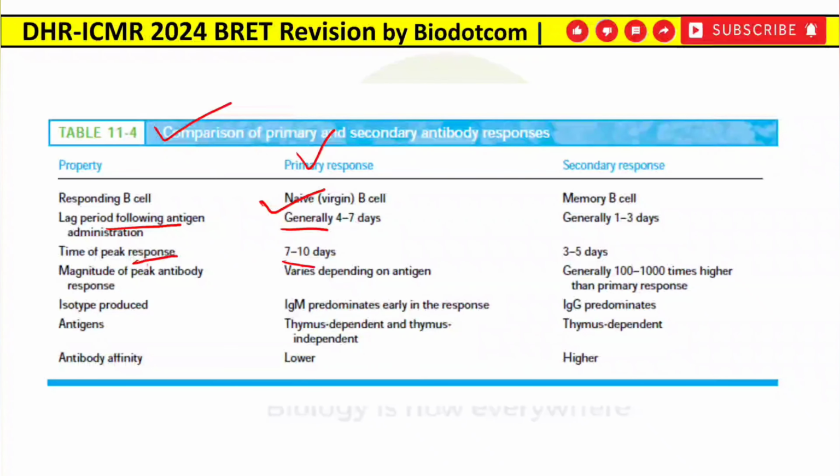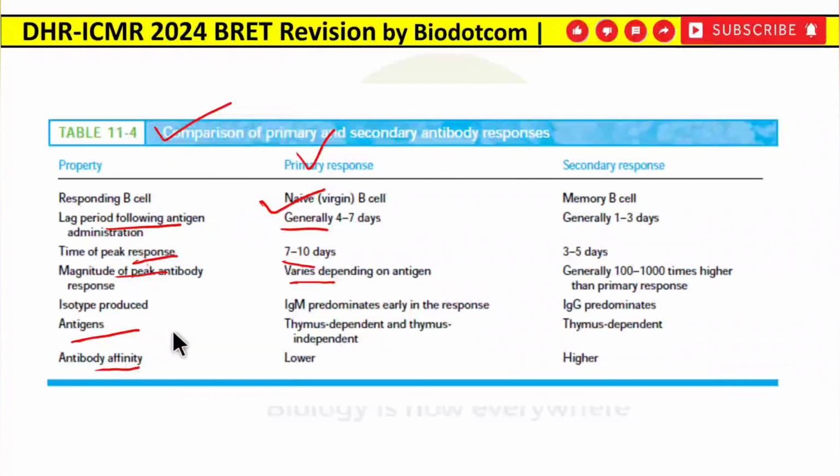यानी पहले से ही जो memory B cell है, यानी जिन्होंने पहले ही इंटरेक्ट कर लिया है एंटीजन के साथ, उन्हें ज़्यादा टाइम नहीं लगता है. Now the magnitude of peak antibody response varies depending on the antigen, and generally जो secondary response होता है वो higher होता है primary response से, because उसमें memory B cell involve होता है. Now antigen: thymus dependent and thymus independent both, and in secondary response it is mainly thymus dependent.